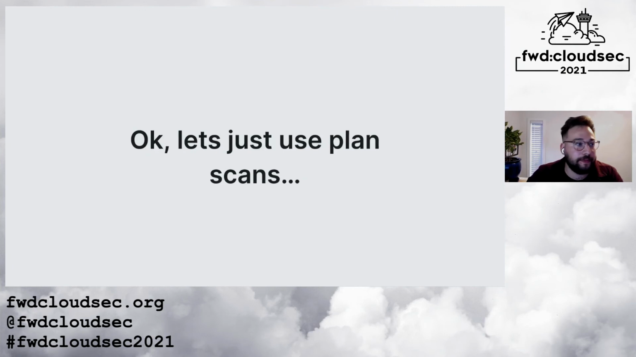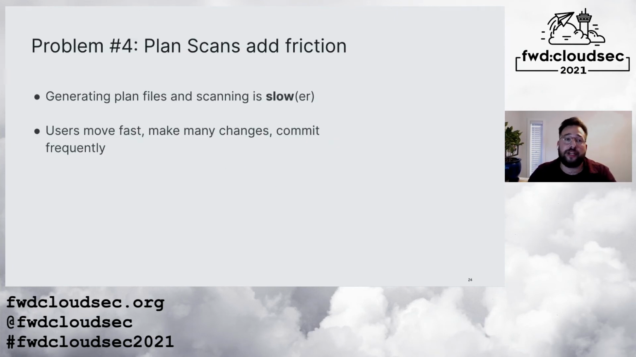So plan scans seem great now, right? Why don't we just use them? Well, auto-generating a plan file to lint every time the user makes a local change would add way too much friction into the development process. So HCL scanning versus plan scanning time is negligible, but actually generating a plan file for the plan file scan takes a non-trivial amount of time. So engineers want to move fast, and forcing plan file generation every time they make a change is way too costly to make it worthwhile.